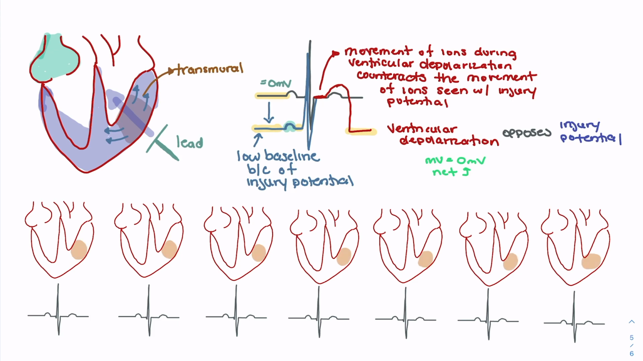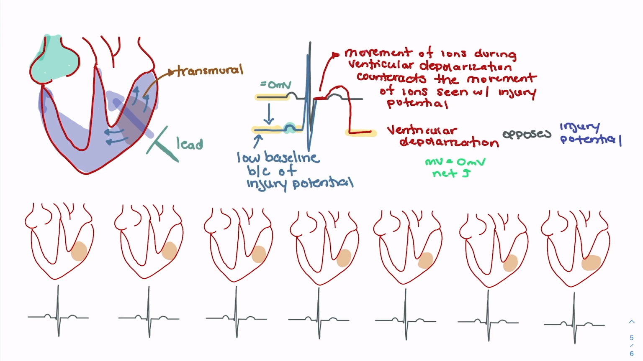So let's go through this in a stepwise way. If we look at our ECG, one of the first things we need to recognize is that when we have a transmural infarct, we start to see the flow of electricity away from that infarct, and we get a vector that moves away from our lead. So again, our lead is kind of looking here, the camera's positioned here to look at the flow of electricity, and a transmural injury potential flows away from our lead.